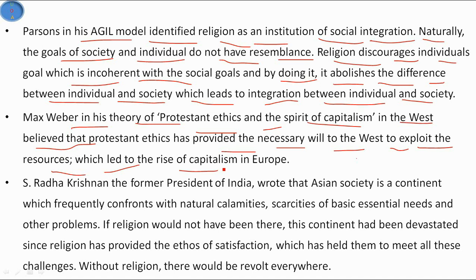Directly or indirectly, almost every intellectual and thinker believes that religion plays an important role in the maintenance of social order. It is an important medium of social control. In every society, it is important that society should maintain its order. A.R. Radcliffe-Brown believed that the role of religion is the maintenance of social solidarity.